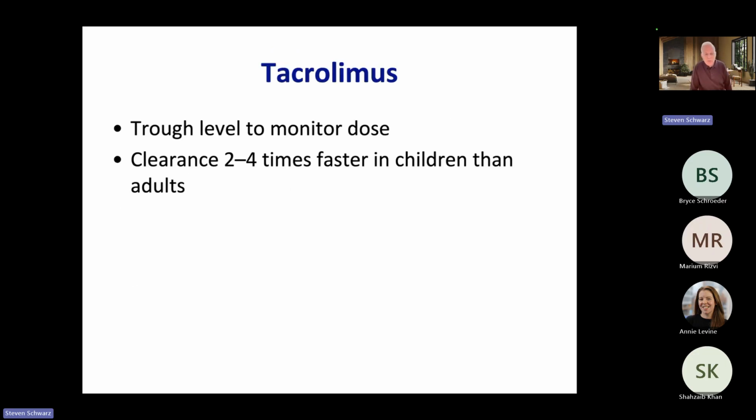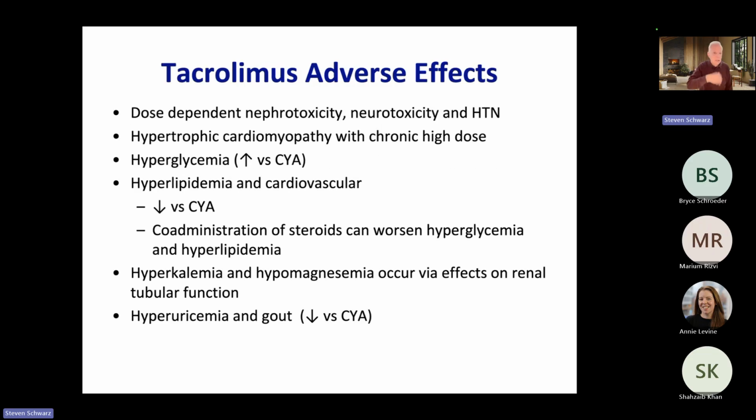Tacrolimus has side effects, but they're less than with cyclosporin. One does have to measure trough levels to monitor the dose. Keep in mind also that the clearance of tacrolimus is 2 to 4 times faster in children than adults, so children will require a relatively higher dose of the drug. Tacrolimus also causes a dose-dependent nephrotoxicity and neurotoxicity as well as hypertension, but it tends to be less than with cyclosporin. The other complications and side effects are shown here.